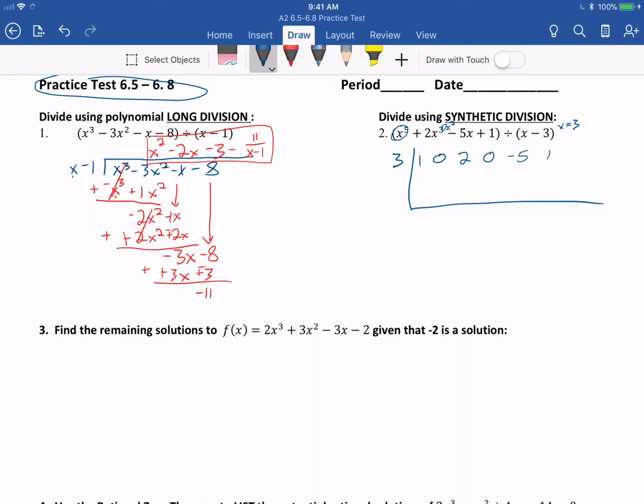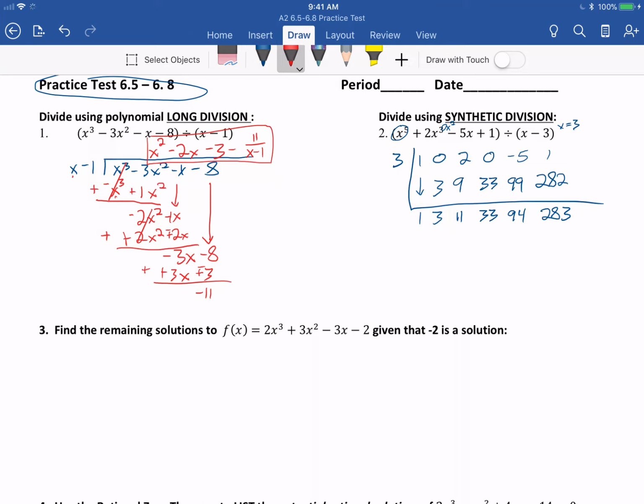So if I go through this process here, remember how the 1 comes straight down, multiply here, add straight down, you get 3, multiply, you get 9, add straight down, you get 11, multiply, you get 33, add straight down, you get 33, multiply here, you're going to get 99. Add straight down again, you're going to get 94, so you're going to get some big numbers here, and that's okay. 3 times 94 is 282. Add straight down, you get 283.